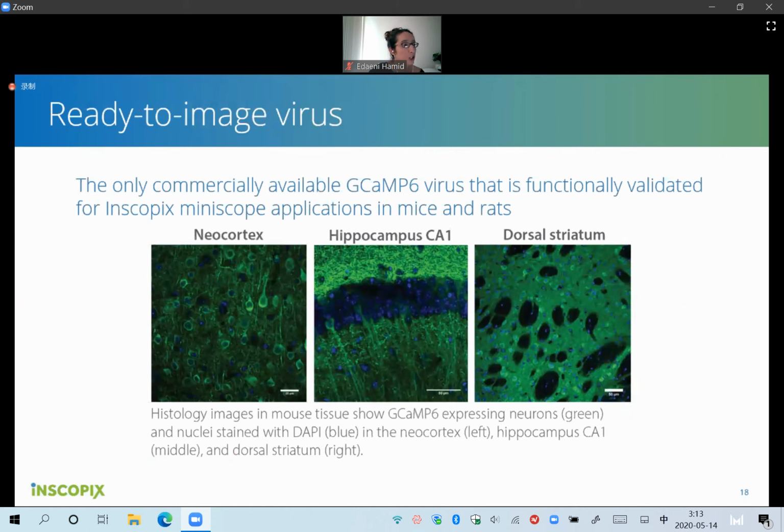So in order to simplify the virus optimization, Inscopix provides functionally validated viruses for select brain regions, including the cortex, CA1 region of the hippocampus, and dorsal striatum. These viruses are ready to inject for applications in rats and/or mice, and Adenia will provide further details later in this presentation.